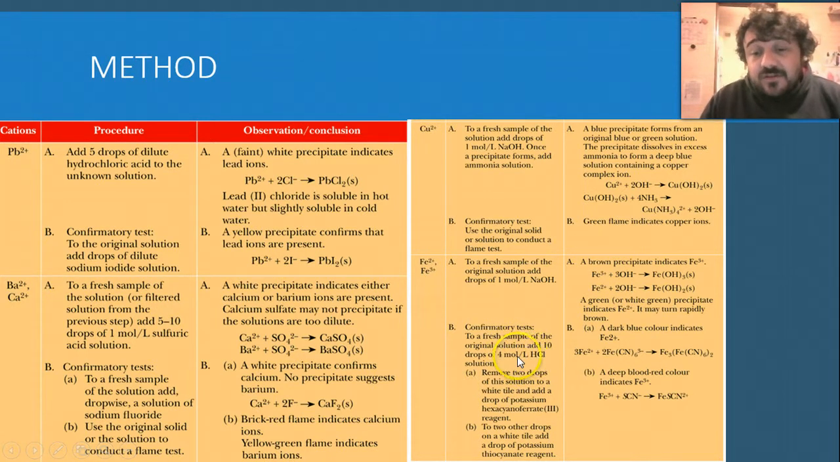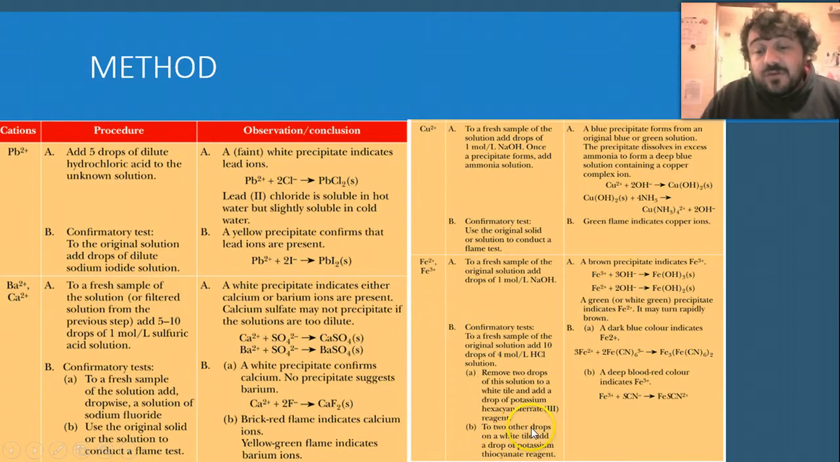We'll add some acid to it, a fairly concentrated acid. We then take some of this out and we add it on a spotting tile. We'll add a few drops of potassium hexacyanoferrate reagent. Now, this will react, and a dark blue color gives us Fe2+. So if it reacts and gives us a dark blue color, it means we have Fe2+.